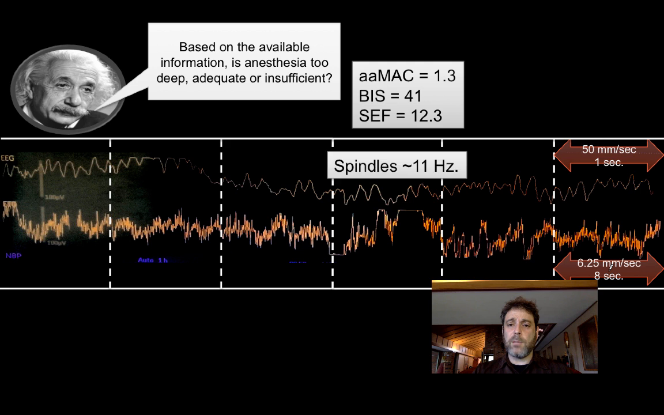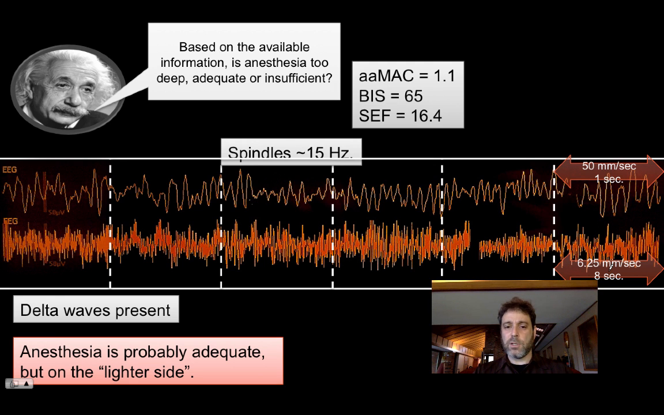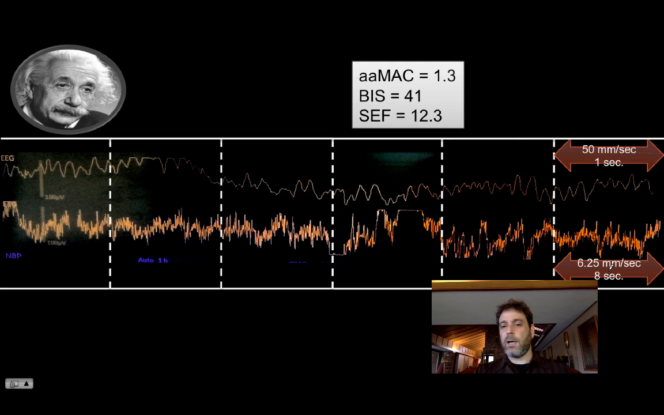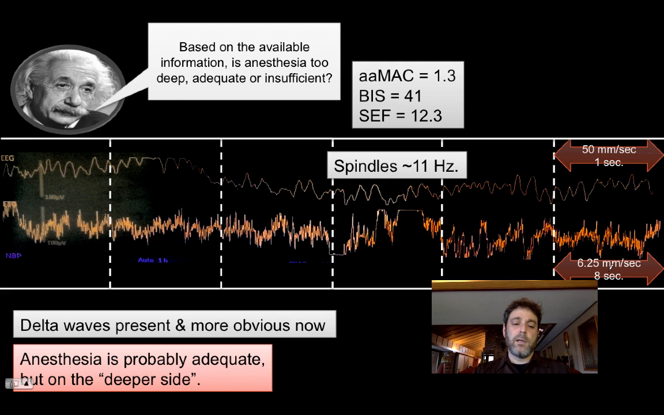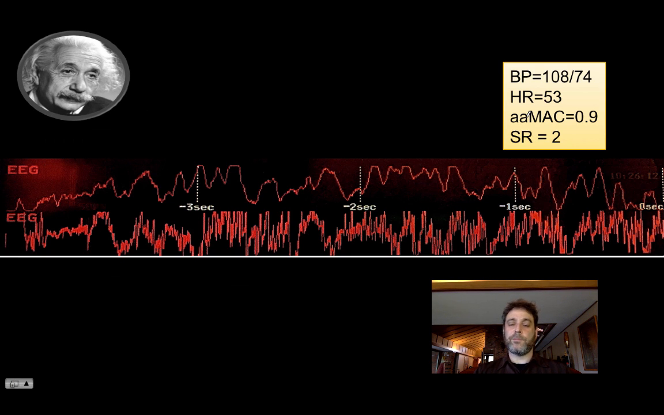Actually, this is the same example, this is the same patient as here, but at a higher MAC concentration, and the spindles and the delta waves, the spindles have slowed down and the delta waves have become more prominent. So anesthesia is probably adequate and deeper than it was previously. I don't necessarily think I could argue based on EEG criteria alone that it's on the deeper side, but the 1.3 MAC is certainly suggestive.